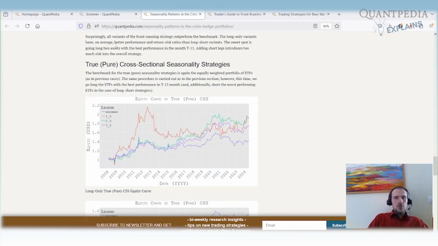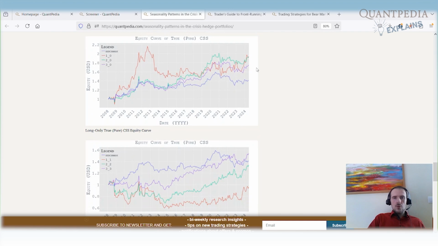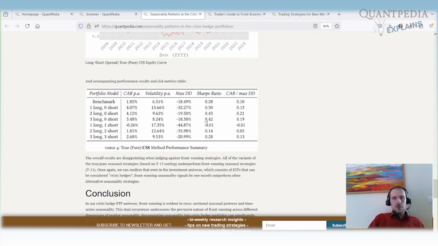And how does it look when we do not do the front running, when we just buy based on the seasonality signal? Once again, at the end of January, we want to buy something that performed well in the past February, because we expect it will perform well also in the current February. We go long the ETFs with the best performance in the T-12 month. With the long only portfolio, we are outperforming the benchmark. With long short portfolios, we are not outperforming the benchmark at all, and we have significantly worse Sharpe ratios, significantly worse return to risk ratios compared to the case when we do the front running.